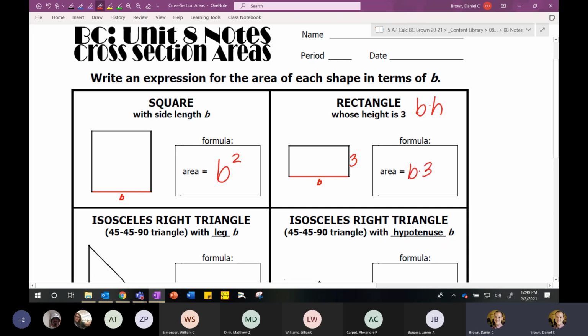Again, the main idea with these is we're going to need to be able to write some formula representing the area of a slice of this kind of irregular 3-dimensional shape.